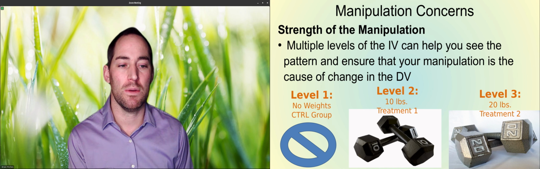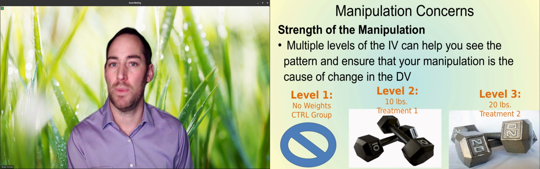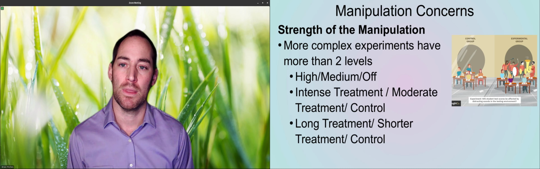So if you want to see what works best for building muscle, you could say, hey, you group, do these exercises for 4 weeks with no weights. You group, do these exercises with 10-pound weights. You group, do these exercises with 20-pound weights. See who builds the most muscle, right? So you've got a different strength of the manipulation.